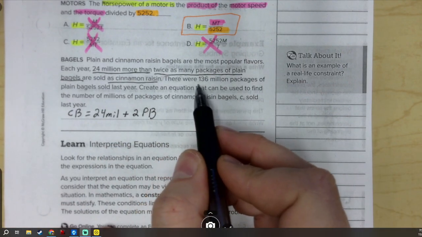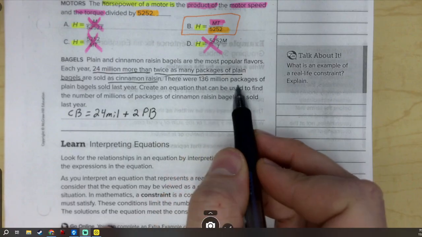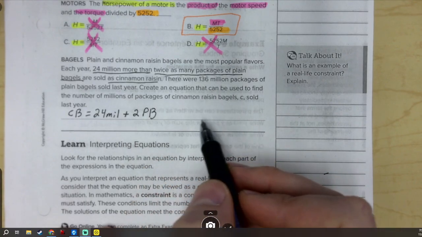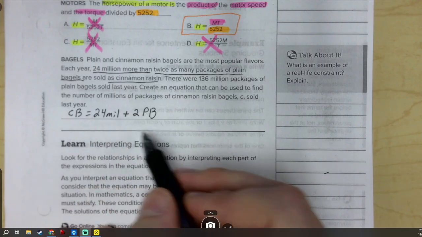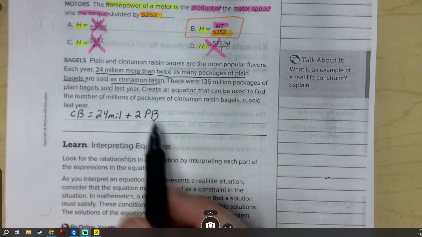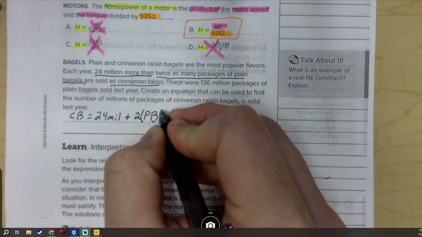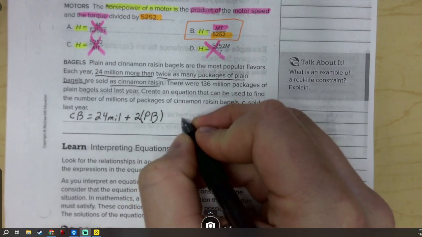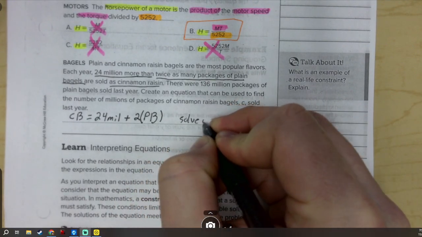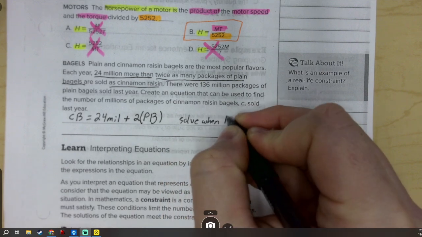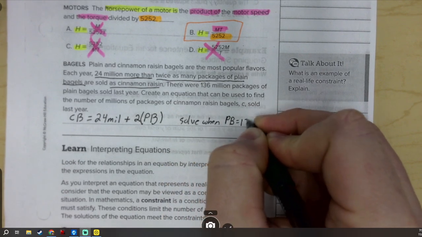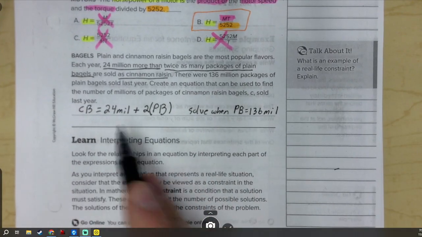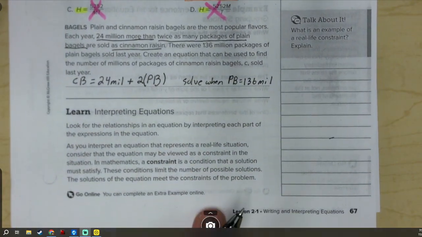All right, there were 136 million packages of plain bagels sold last year. Create an equation that can be used to find the number of bagels. Oh, well, here we did. We know that our variable, we now have that PB equals, so solve when PB equals 136 million. Then times by 2, add 24 million.